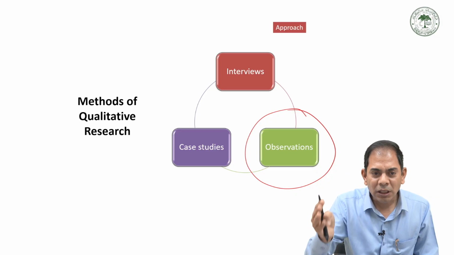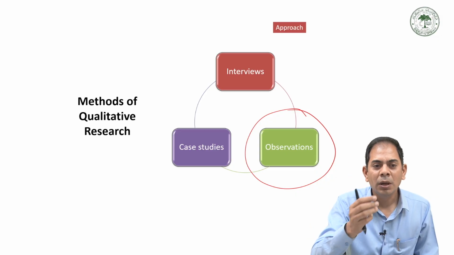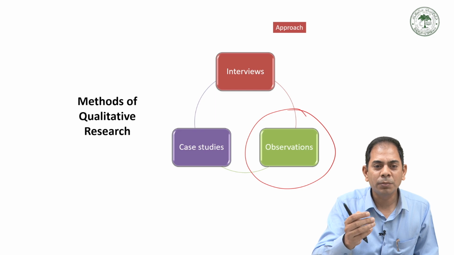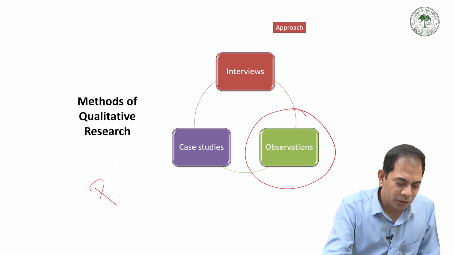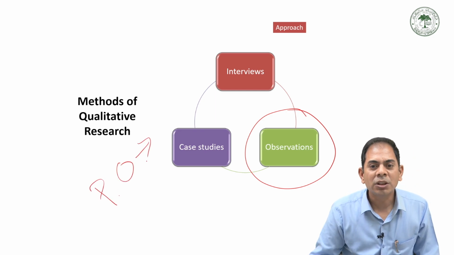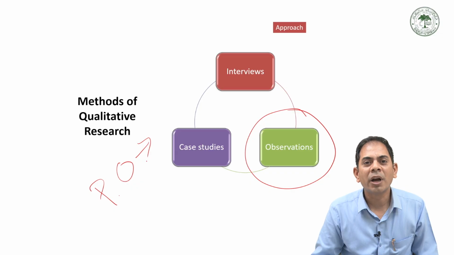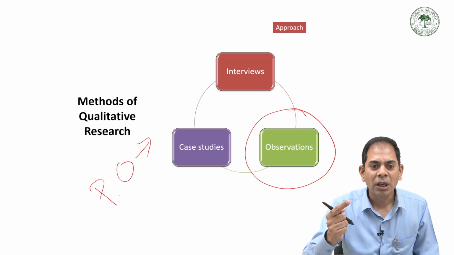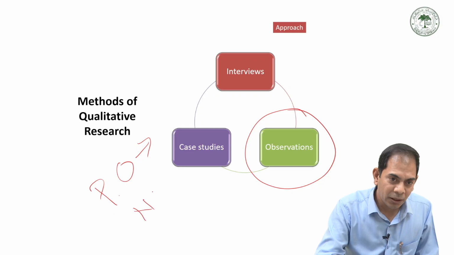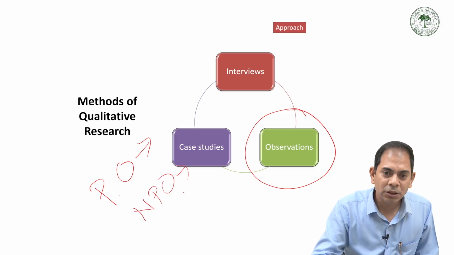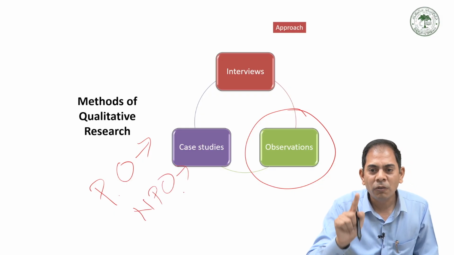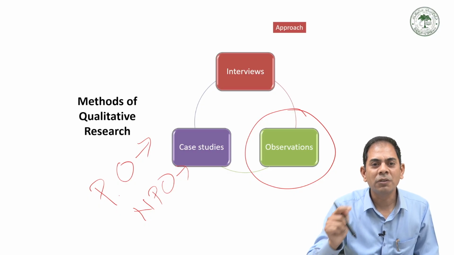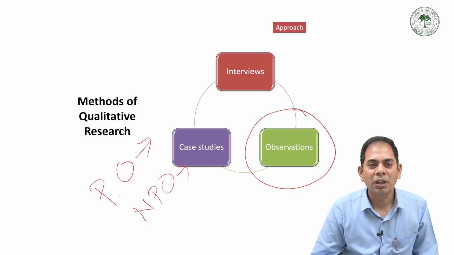The important thing is that observation can be participant observation or non-participant observation. Participant observation means the researcher becomes a part of the group or activity. Next is the non-participant observation method, which means the researcher only watches without participating. So these are two different processes of observing in the method of data collection.